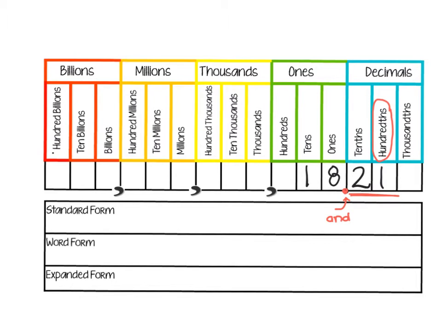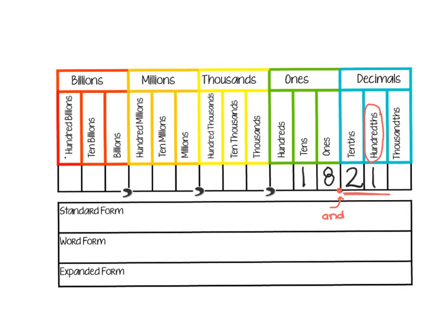Then you read the name of the last place value spot. The last place value spot that I have filled in here is my hundredths. So if I were to correctly read this, I would read it as 18 and 21 hundredths. Let's practice that one more time. I'm going to call on someone to see if they can help me read one of the numbers that I write. So here's my number.